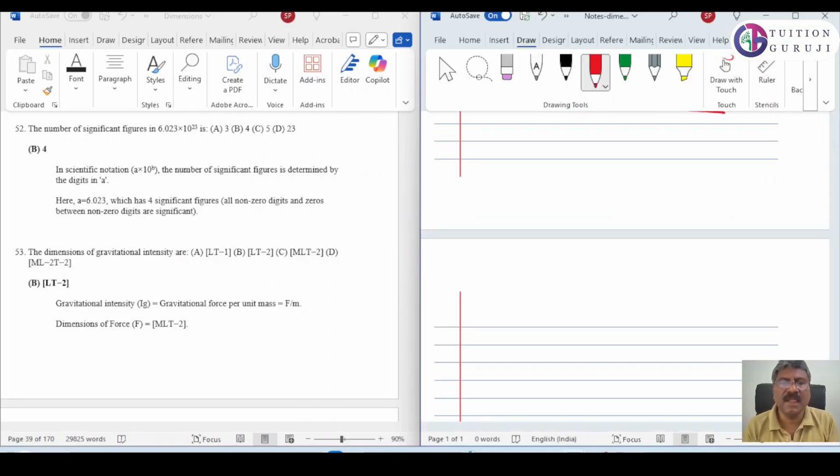Now the significant figures in 6.023 × 10 raised to 23. The 10 raised to 23 power has no significance here. Therefore, there is only 6.023 to consider. That means the significant figures is 4.